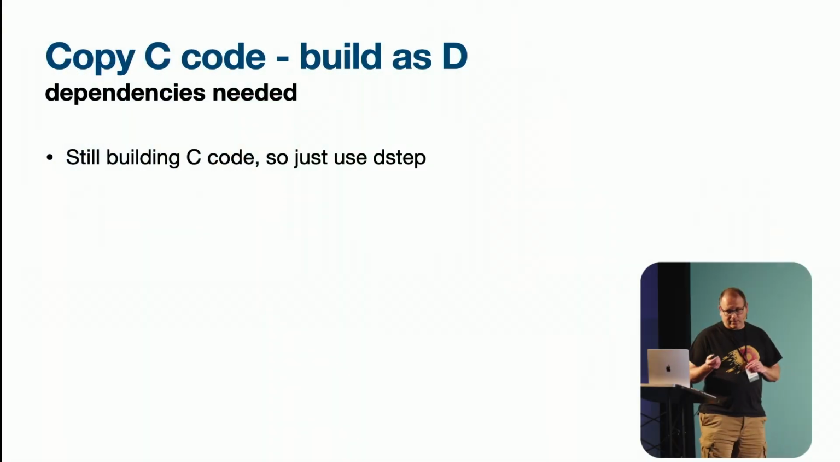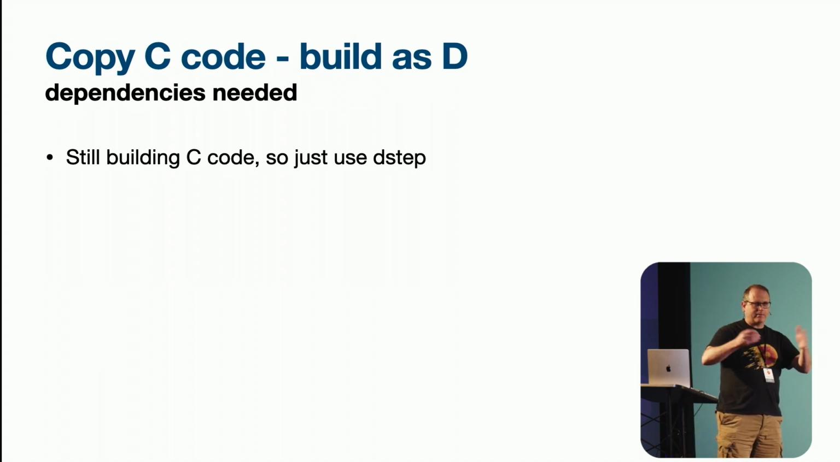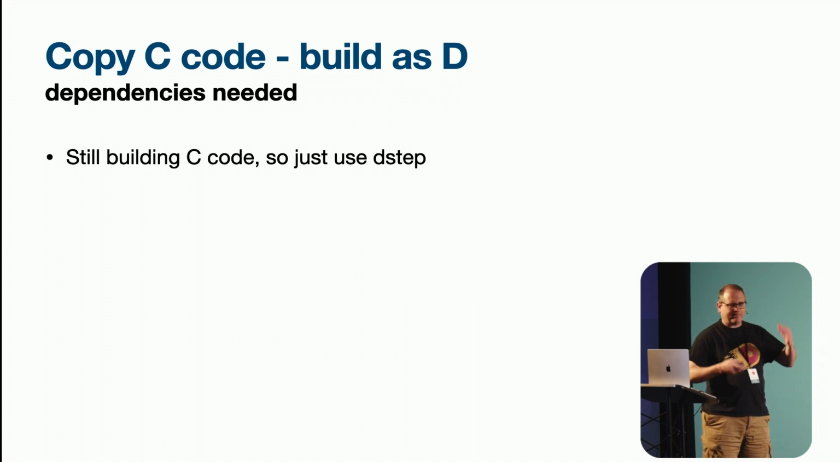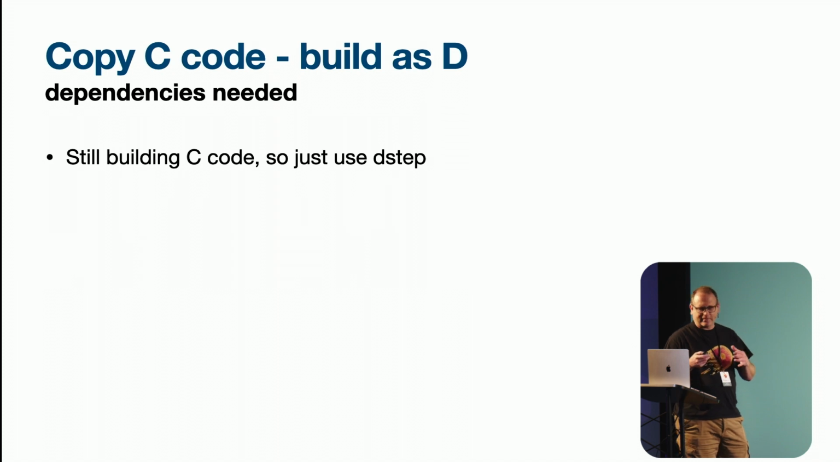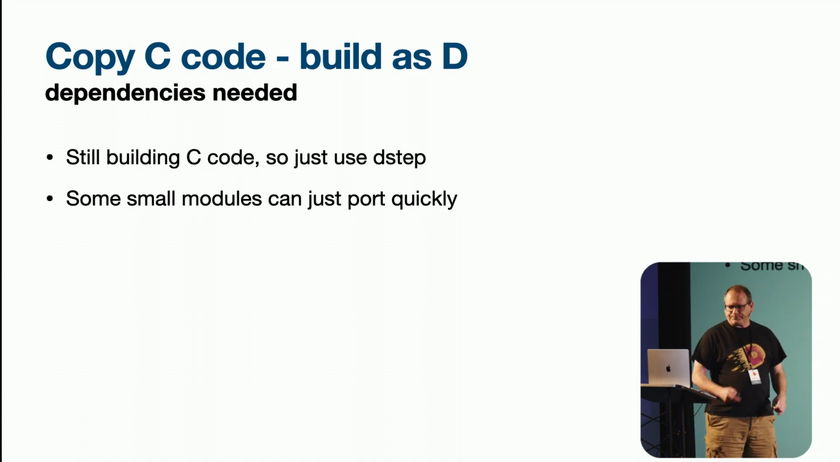We're still building using C code, so for the things that we aren't working on yet, that aren't our core.d, just use dstep to make bindings for that. So we're still linking C code with D code. It's like a Frankenstein, ridiculous thing that we're making. Some small modules you can just port quickly, like a couple hundred lines, so I did that too.